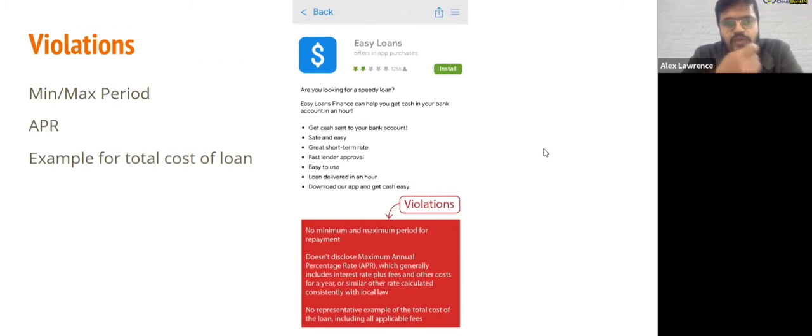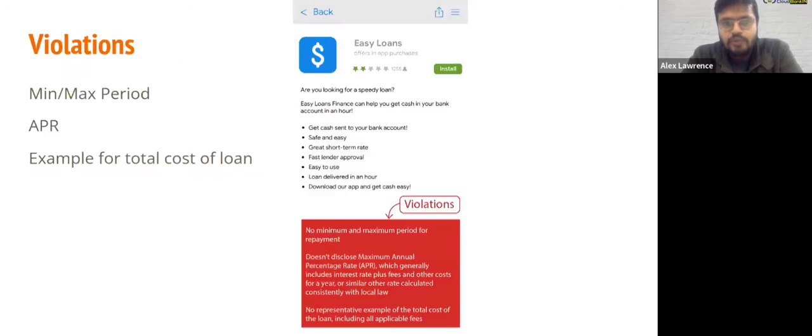So this is one of the violations which we typically see in the Play Store when we don't follow the minimum and maximum period for repayments. This is from the Play Store example. So if you don't specify the minimum and maximum period, or the APR percentage, or the total cost of the loan, especially the example, they will immediately reject the app. So when you publish an app, it will get rejected immediately.